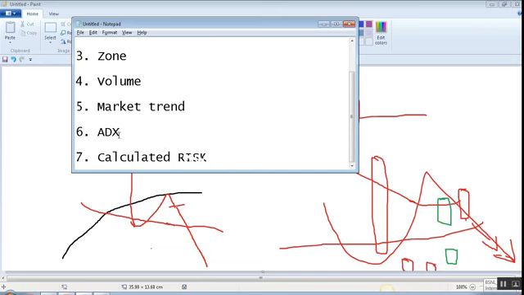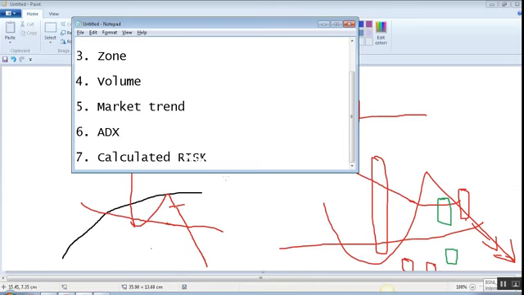ADX, I told you, when the market is not giving a clear trending view without indicators or anything, you go with the ADX and see if the ADX black line is above 20, it means it's trending. Who is dominating can be found out by which color is above which color. So if red is above green, it means the bears are stronger. The bearish trend is stronger.